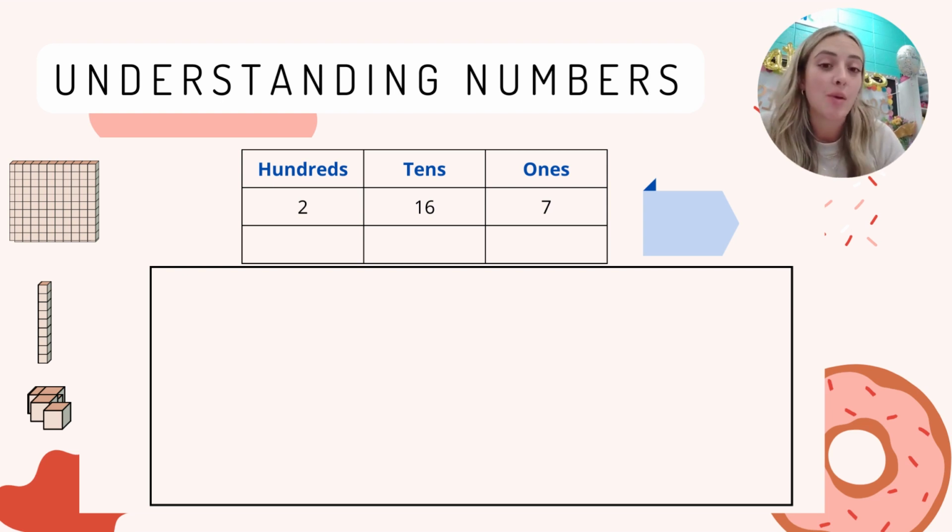Now we have to start thinking about understanding numbers. You are going to see numbers broken up into hundreds, tens, and ones, and you're going to have to take it and make that friendly. This problem right here says there's 2 hundreds, 16 tens, and 7 ones. Now that is a lot. Let's talk about it.